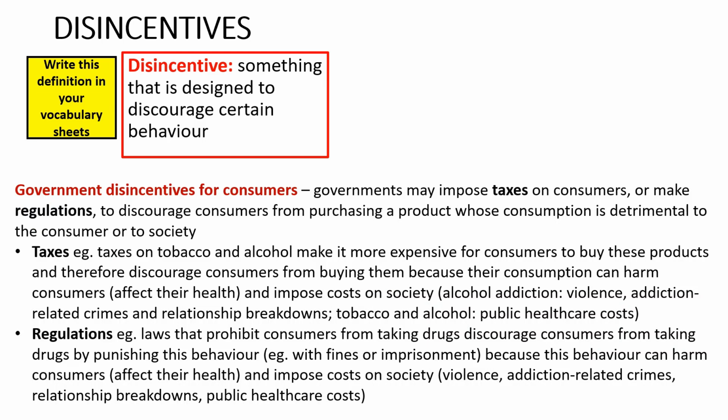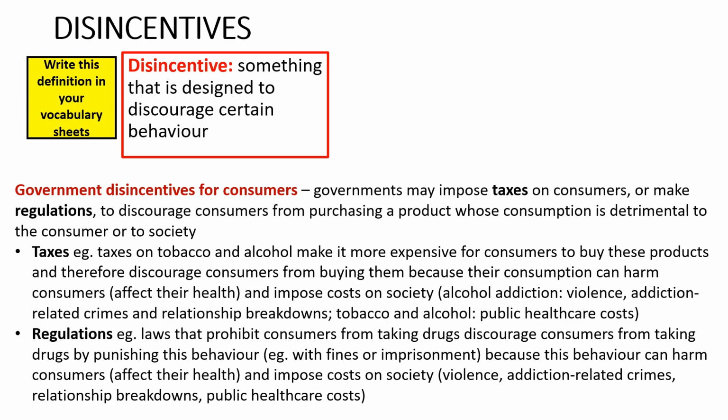consumer or to society. The two most common disincentives that governments use to discourage consumers from purchasing a product are taxes on consumers and regulations. Taxes on consumers can be used by governments to discourage consumers from purchasing a product. For example, the government imposes taxes on tobacco and alcohol. This discourages consumers from buying tobacco and alcohol because the tax increases the cost of tobacco and alcohol for consumers, and so consumers will buy less of these products.